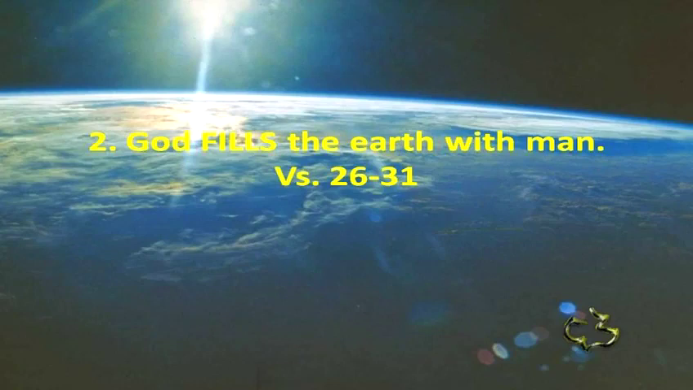Very different. Then God said, let us make man in our image, according to our likeness. Let them have dominion over the fish of the sea, over the birds of the air, and over the cattle, over all the earth, and over every creeping thing that creeps on the earth. So God created man in his own image. In the image of God, he created him, male and female, he created them. Then God blessed them, and God said to them, be fruitful and multiply, fill the earth and subdue it, have dominion over the fish of the sea, over the birds of the air, and over every living thing that moves on the earth.